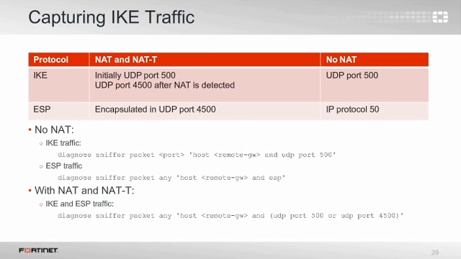If NAT-T is enabled, and there is a FortiGate located in the middle that is running NAT, the sniffer command must use a different filter. In this case, IKE traffic uses port UDP 500, but switches to UDP port 4500 during the tunnel negotiation. Additionally, ESP traffic is encapsulated inside the UDP 4500 channel.